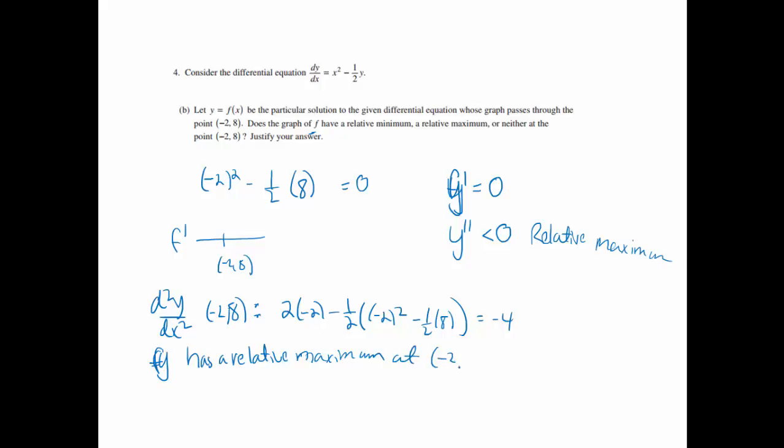at the point (-2, 8), and our reasoning will be because f prime equals 0 and f double prime is less than 0. And again, I don't really think it matters whether we use y or f because they said that y is equal to f. So that was worth 2 points. Your conclusion that it's a relative maximum and your reasoning. So 2 points, there we go.